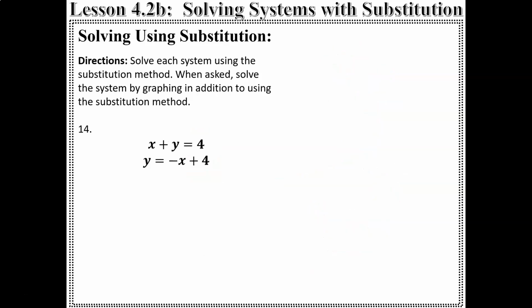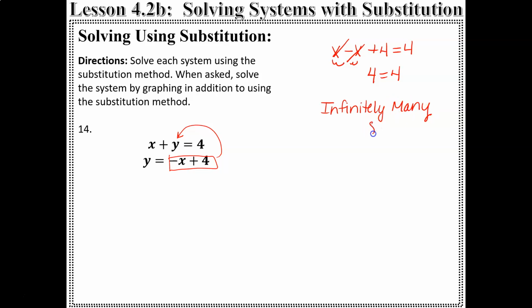All right, let's look at this one. I'm going to take y, and I'm going to plug it in where the y is. So I have x, and instead of the y, I'm going to put minus x plus 4 equals 4. When I combine these, they're canceled, and I'm left with 4 equals 4. And it is, but this is infinite solutions. That means no matter what you put in, it's going to work. Okay, moving right along.